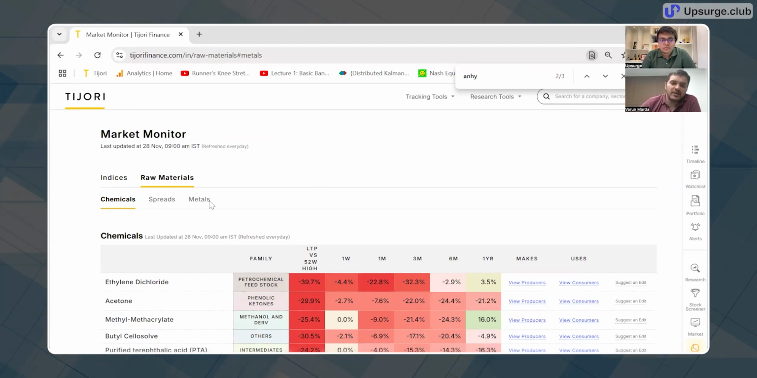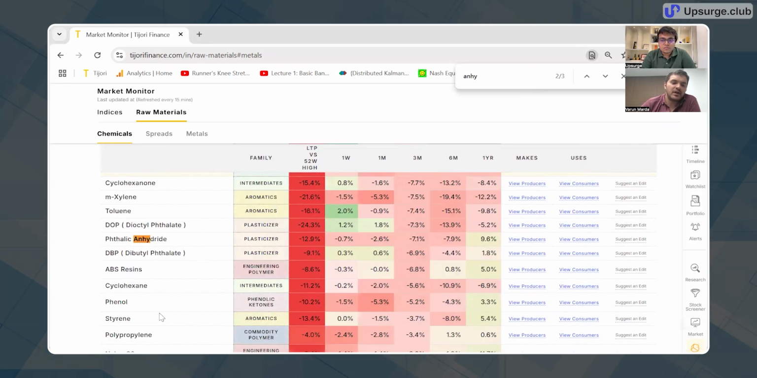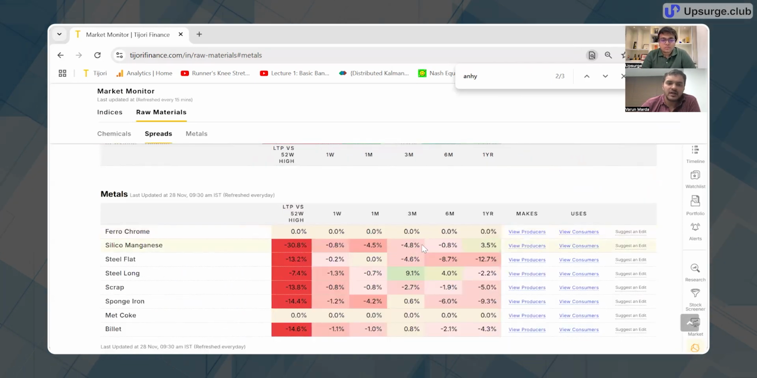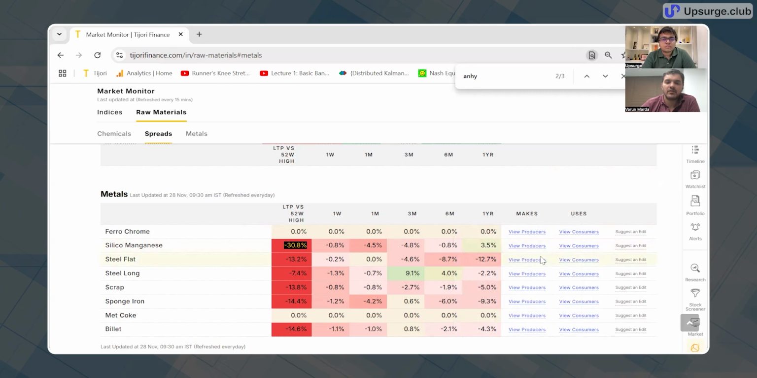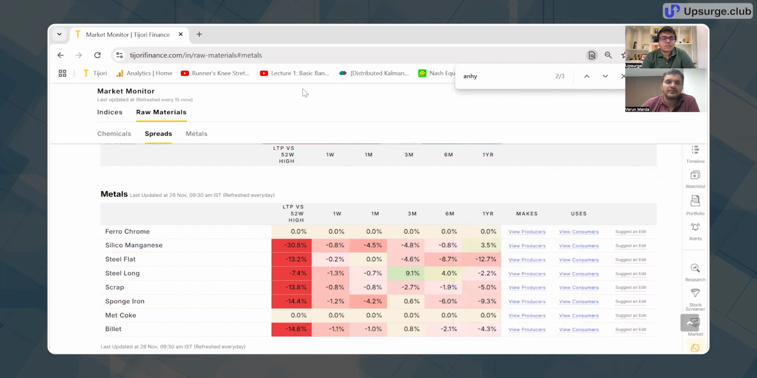So it's there for chemicals and it's there for metals. Metals, especially the ferroalloys like ferrochrome or silicomanganese, might be a little more actionable. Many people are making it. You can actually check that, okay, it's 30% down from its 52-week high. So these guys will get affected for sure.